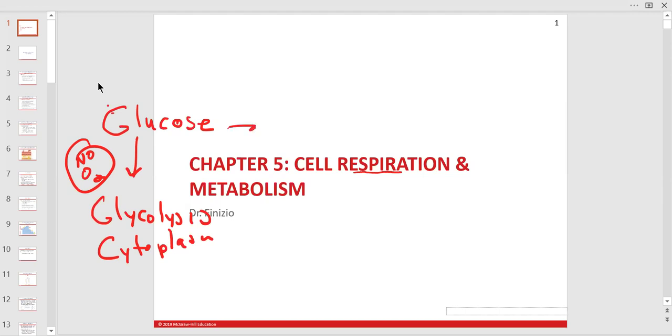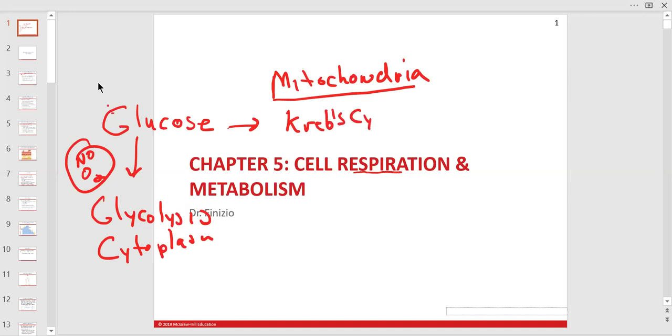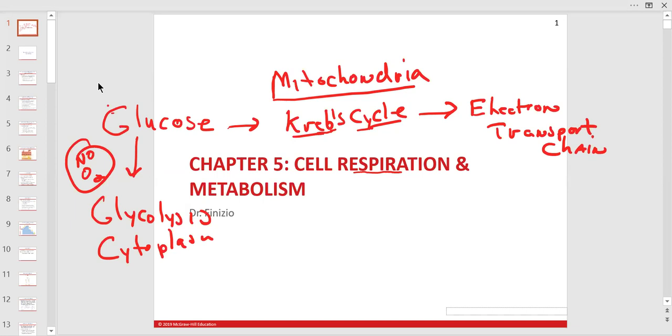Then the products of that, basically, of the glucose, of glycolysis, now go into the mitochondria. And there's going to be some reactions with acetyl-CoA and citric acid that's going to enter the Krebs cycle. Again, I'm not sure if your book calls it the Krebs cycle. It's probably more a tricarboxylic acid cycle or citric acid cycle. So again, Krebs cycle, tricarboxylic acid cycle, and citric acid cycle are synonymous. And then the products of the Krebs cycle will go into the electron transport chain. So as I showed you before, in that order, glycolysis, a couple of ATPs, Krebs cycle, ATPs plus the NAD and the FAD.